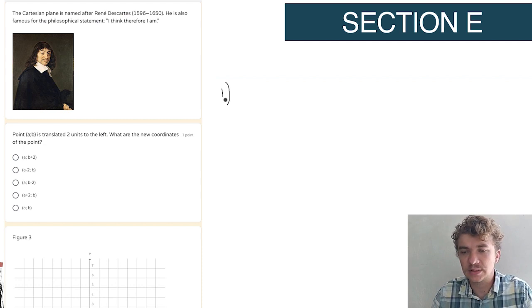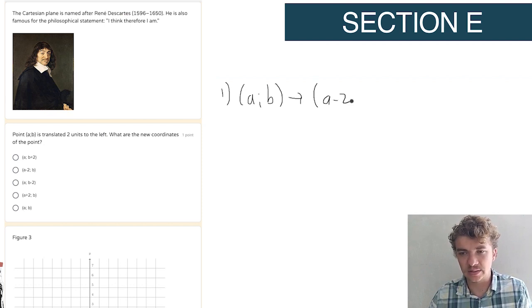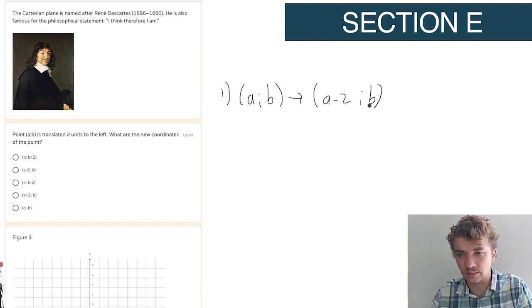Okay, the first question states, point AB is translated 2 units to the left. What are the new coordinates of the point? So if point AB is translated 2 units to the left, then we know that its x coordinate moves 2 places to the left and its y coordinate stays the same. So it's a minus 2b, which is the first option over here.